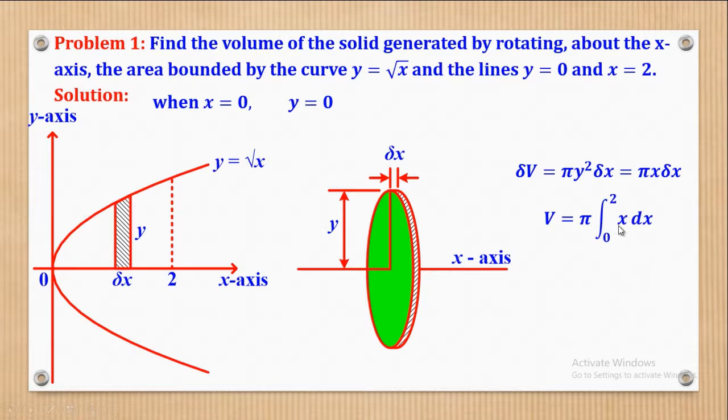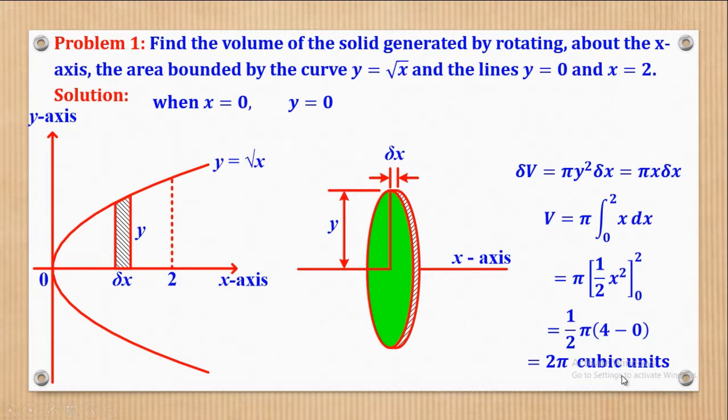So when I integrate x, I'll come up with a half x squared. And when I substitute the limits, start with the upper limit, put it here, you come up with 4, minus the lower limit, substitute there to get 0. So when I simplify, I'll come up with 2 pi cubic units as the volume of the solid generated.